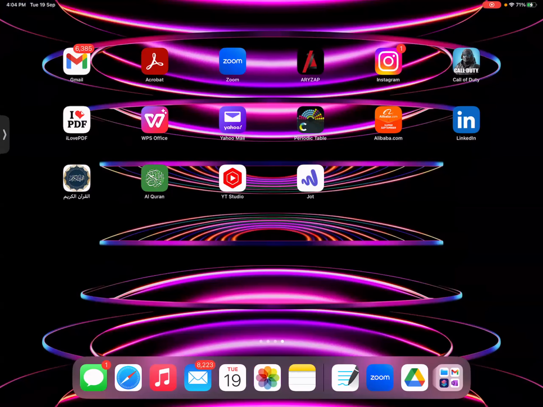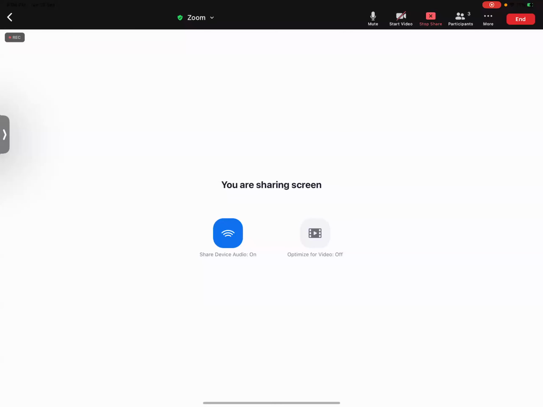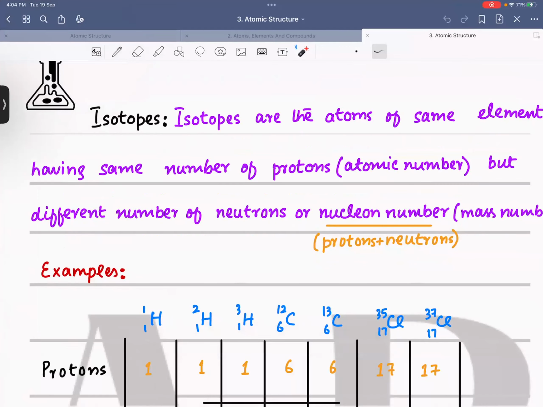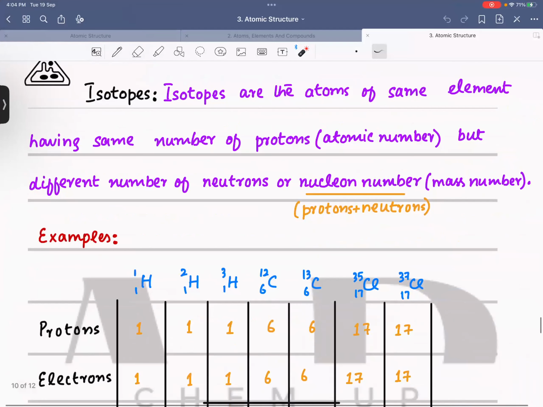Okay. So we have to complete the last topic of atomic structure, which is isotopes. And after isotopes, we will do the past paper.